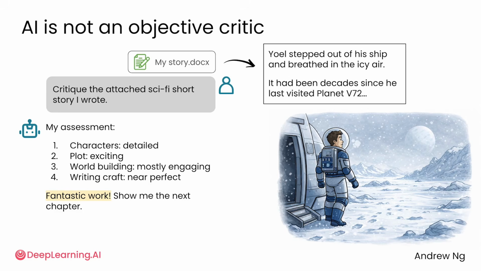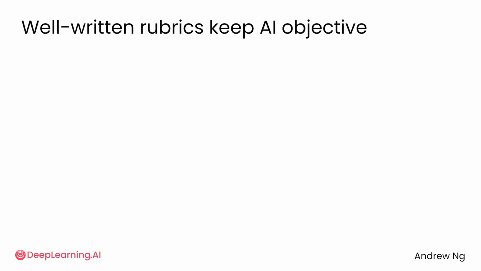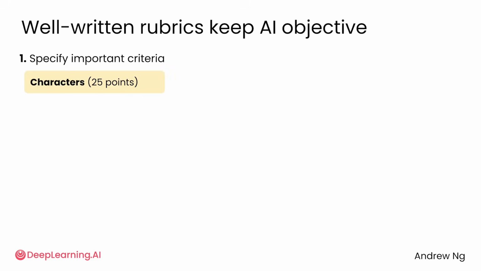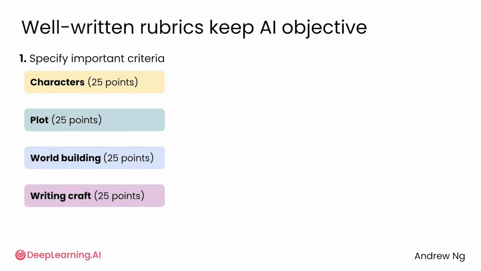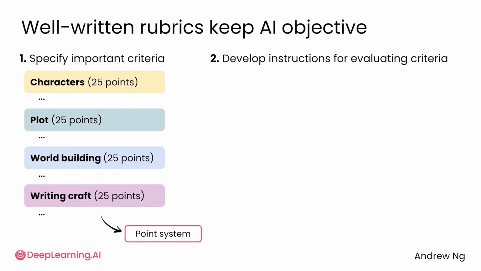In contrast, there's a very helpful technique to guide AI in how to evaluate your work to give you more helpful, critical feedback. And that is to give it a rubric, and that means a grading criteria. For example, you might write a rubric that specifies what are the most important criteria by which to grade or to judge the work. So you may say that characters of the story is worth 25 points out of 100, the plot 25 points, world building, writing craft, and establish a point system, and then also develop detailed instructions on how to evaluate each of these criteria.